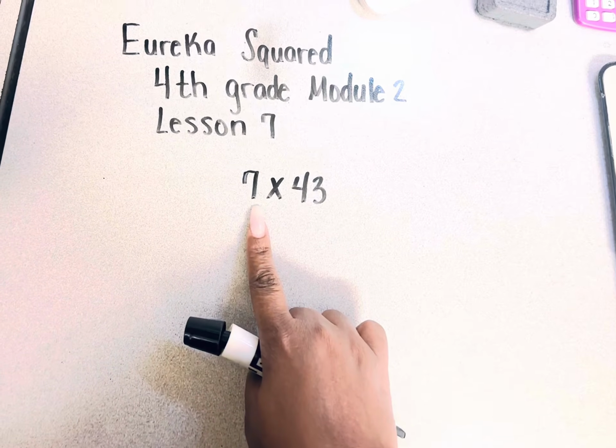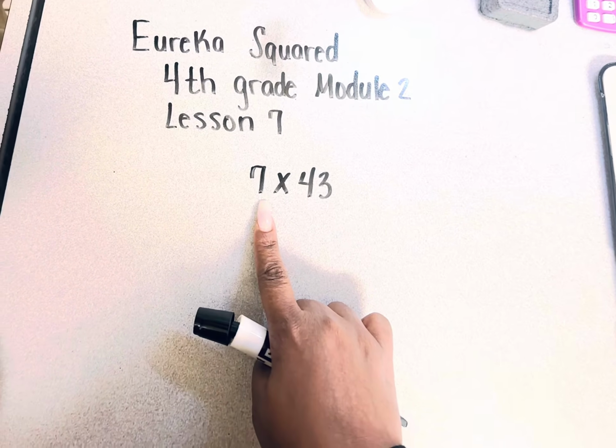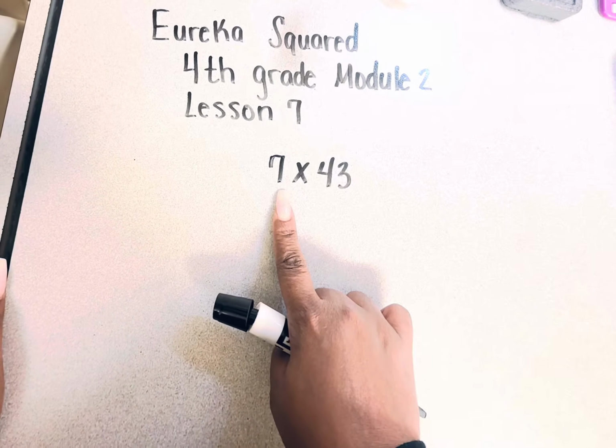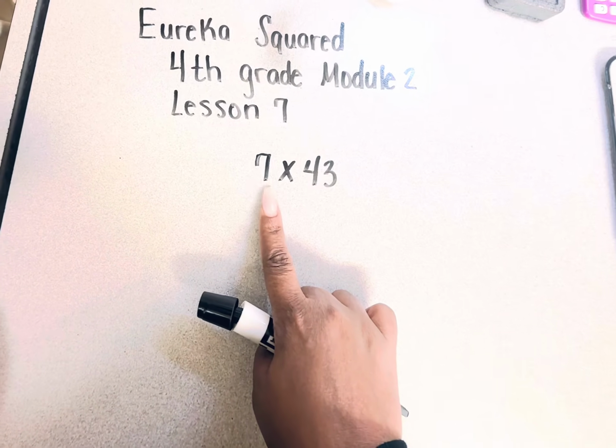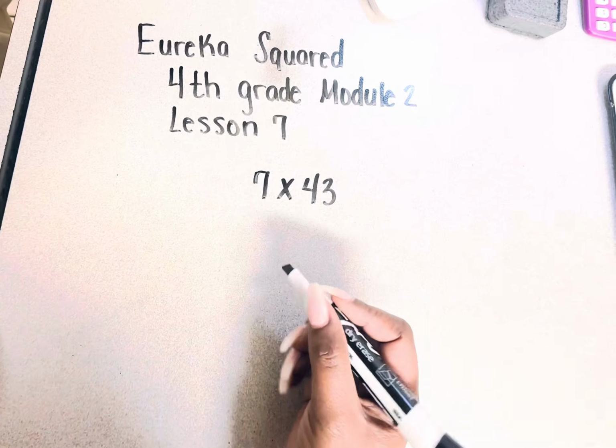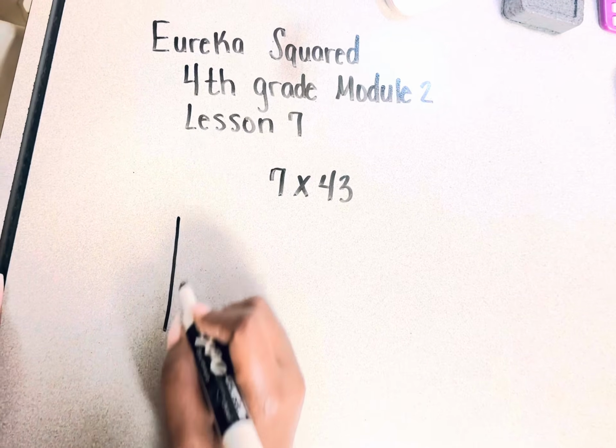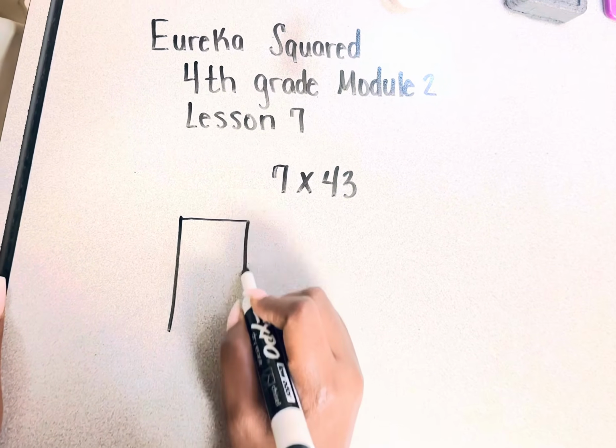The direction says multiply using distributive property and an area model. The question is 7 times 43. So the first thing I'm going to do is draw an area model.